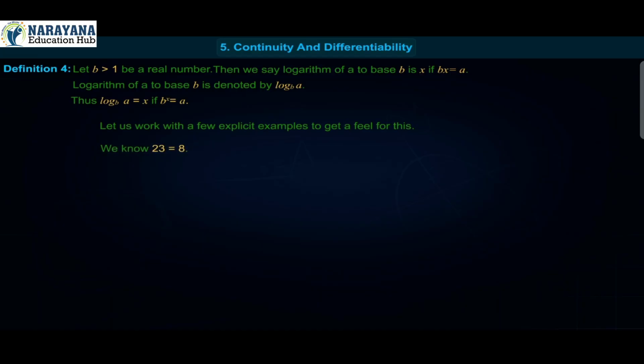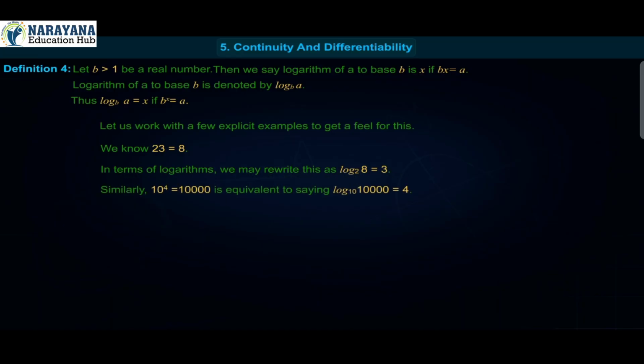Let us work with a few explicit examples to get a feel for this. We know 2 cubed is equal to 8. In terms of logarithms, we may rewrite this as log of 8 to base 2 is equal to 3. Similarly, 10 raised to 4 is equal to 10,000 is equivalent to saying log of 10,000 to base 10 is equal to 4. Also, 625 is equal to 5 raised to 4, which is equal to 25 squared. This is equivalent to saying log of 625 to base 5 is equal to 4, or log of 625 to base 25 is equal to 2.